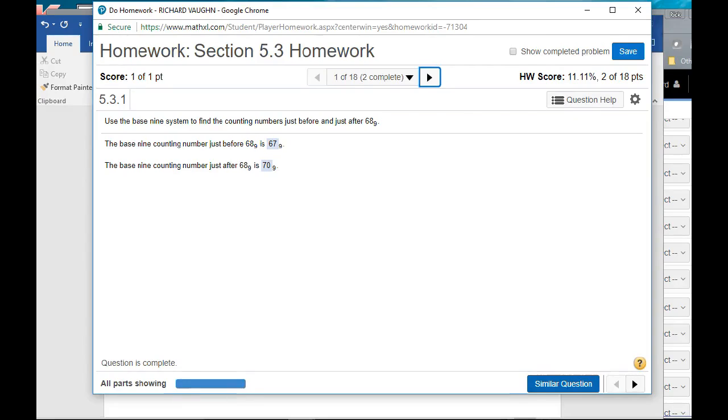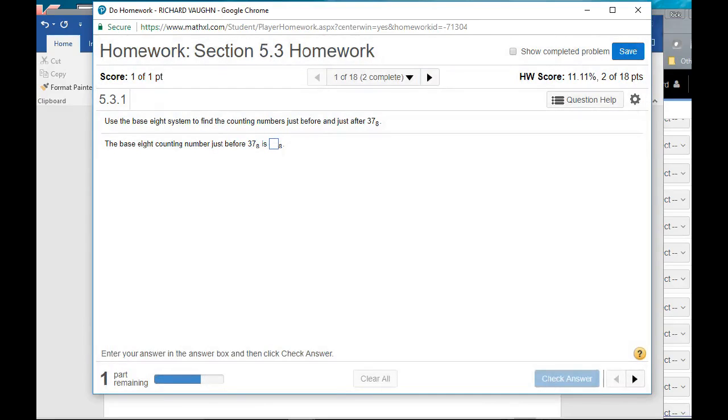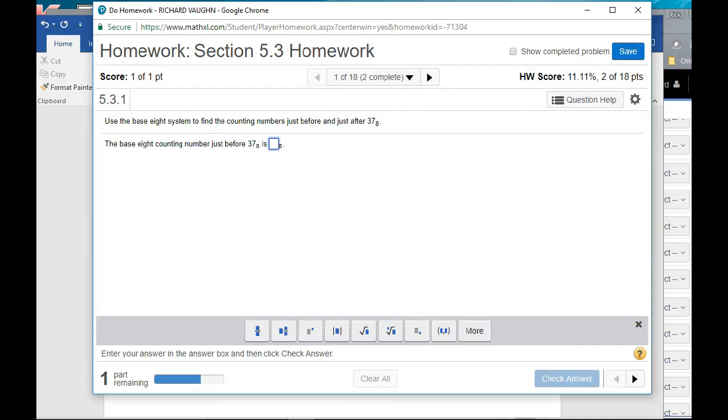So we're going to start with question 1, and we'll just do a similar question here. This time we're doing a base 8 system. We're going to look at 37 base 8, and we want to go to the number right before that. So we're just dealing with the ones digit, take 1 away from the 7, and you're right at 36. So, in all appearances right now, it works the same way.